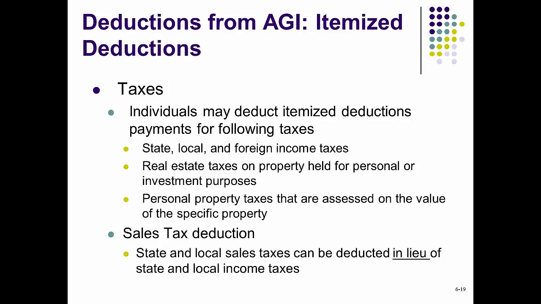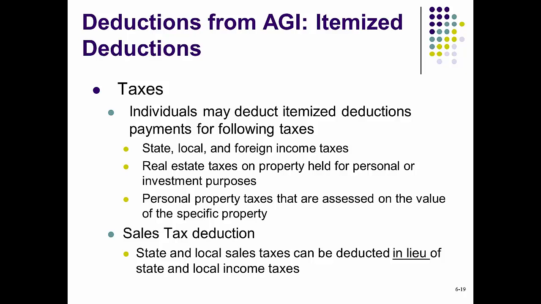What about taxes paid? Number 1, state, local, and foreign income taxes. State and local income taxes can be substituted with state and local sales taxes for taxpayers in states without income taxes. So if you don't have a state income tax to claim as a deduction, then you can substitute it with your state and local sales taxes.